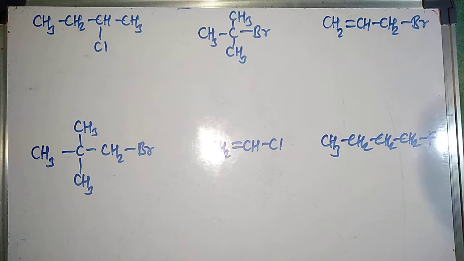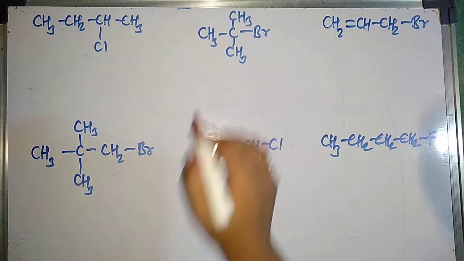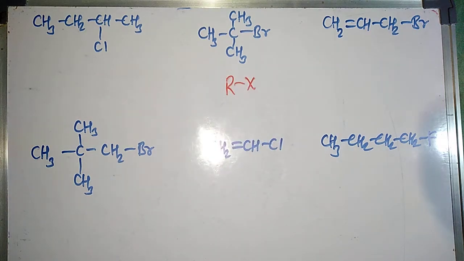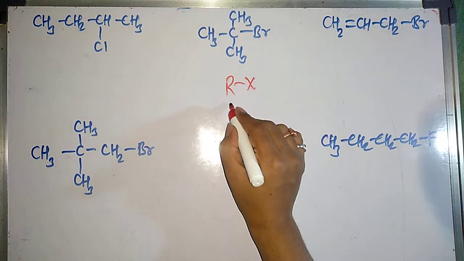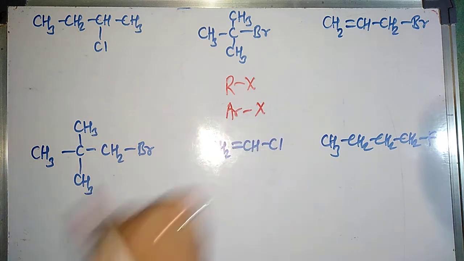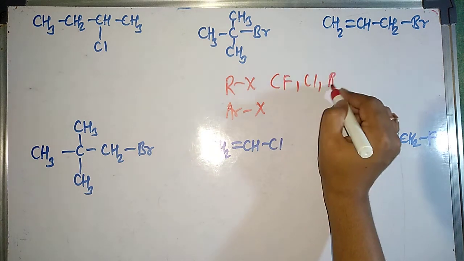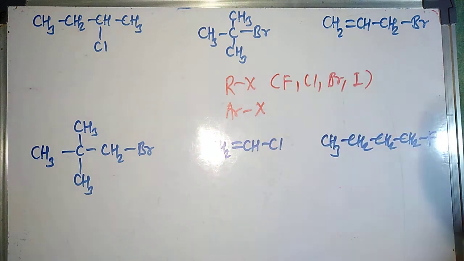So first of all, what are haloalkanes? The compounds which are represented by RX are called haloalkanes. And what are haloarenes? The compounds which are represented by ArX are called haloarenes. Here X can be fluorine, chlorine, bromine or iodine. Now we are going to see the common names and IUPAC names of these compounds.